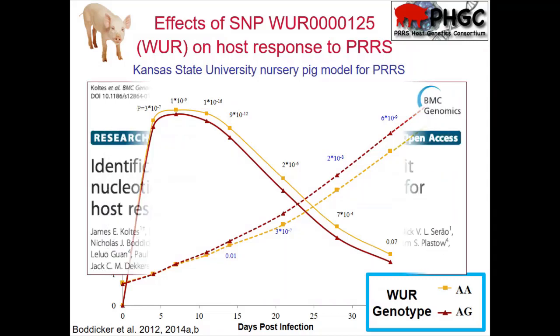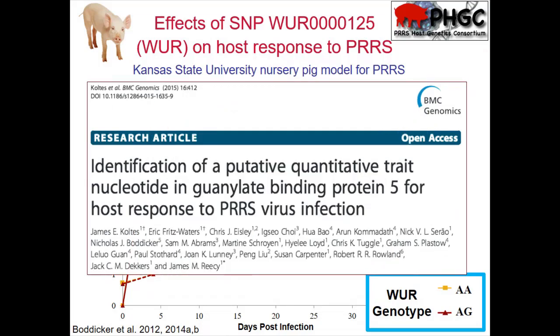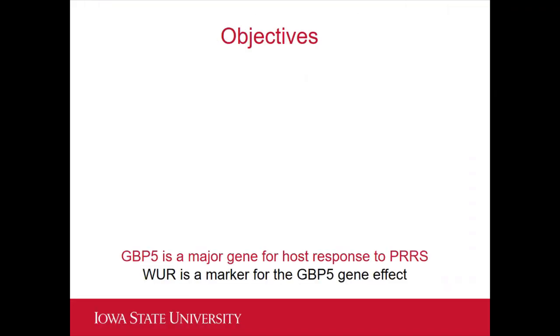Additionally, more past research has shown that there's a GBP-5 gene, guanylate binding protein 5, that holds a major QTL for host response to PRRS. And this, unfortunately, is not on commercial S&P panels, but the WRS&P is. And so, given that the GBP-5 is a major gene for host response to PRRS, and that WR can act as a marker for the GBP-5 gene effect, I'd like to introduce you guys to my 3 objectives.